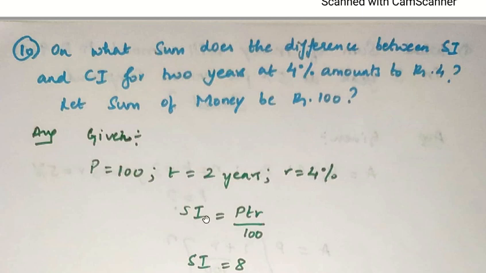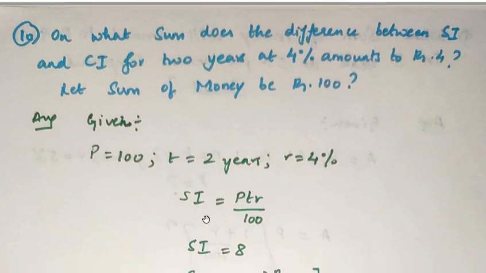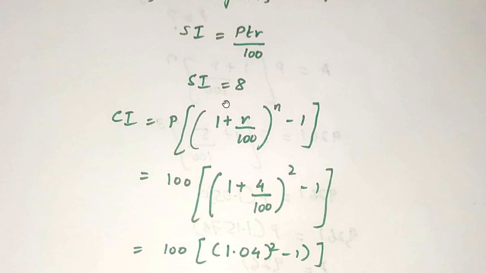So simple interest is equal to PTR by 100. Simple interest, what have they given? 8 rupees.